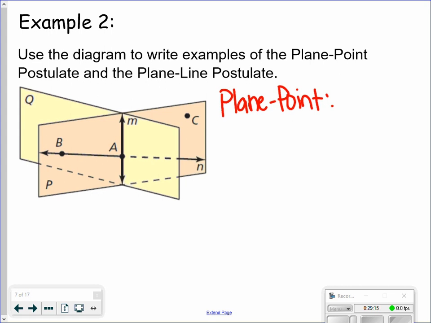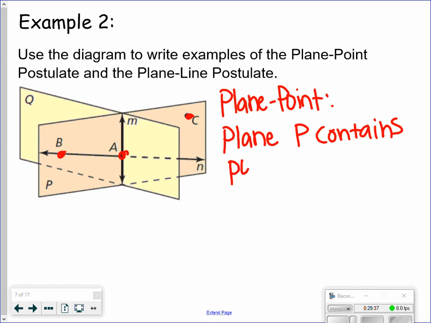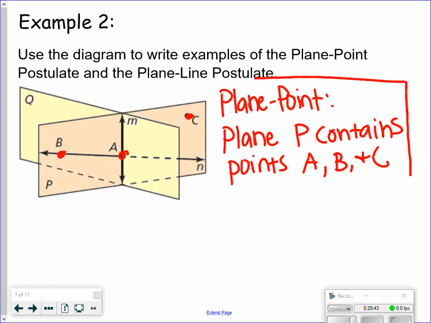A plane contains at least 3 points. So for me, I want to find a plane that contains at least 3 points. I see B, A, and C all on plane P. So I'm going to state plane P contains points A, B, and C. So that's for plane point.